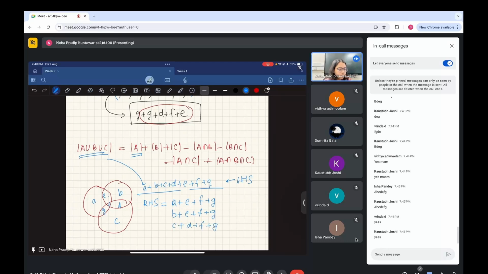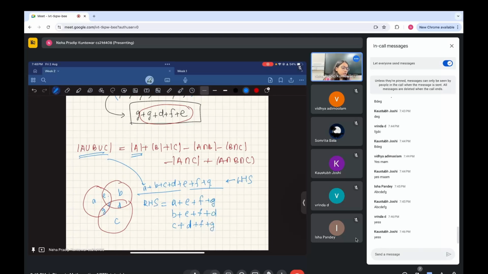Okay, I think the values for the set B should be different. So please tally it with your answers, and if there's any difference, then let me know at this point. Okay, so C plus D plus F plus G. This is what is there in the set C. Okay. So this is what you have when you added A plus B plus C.